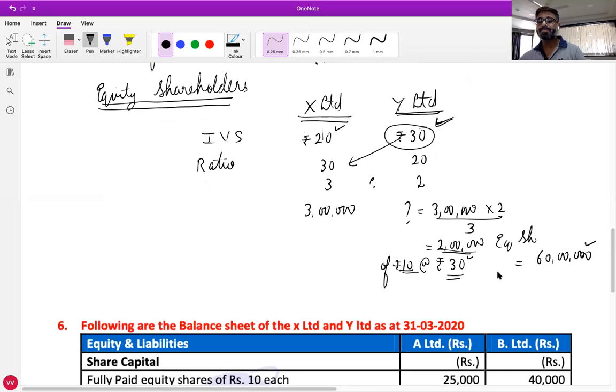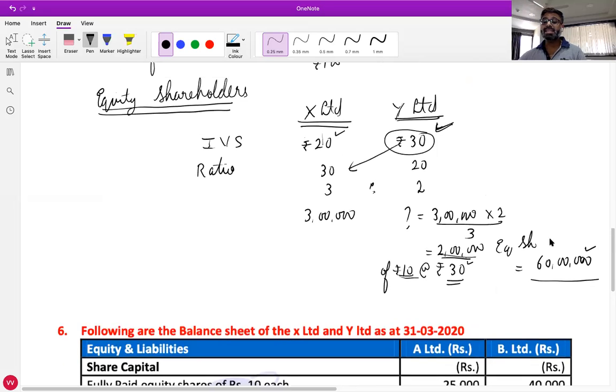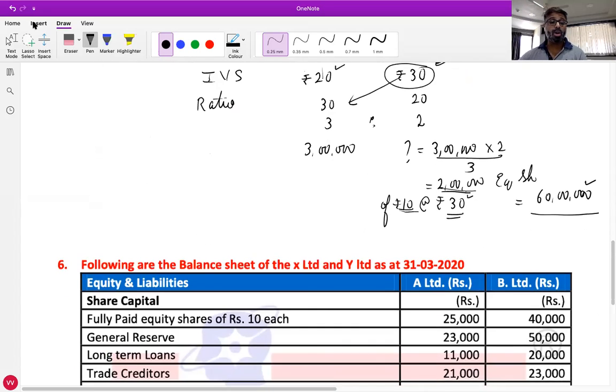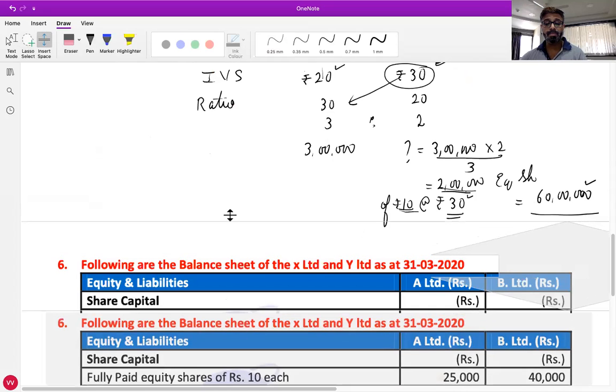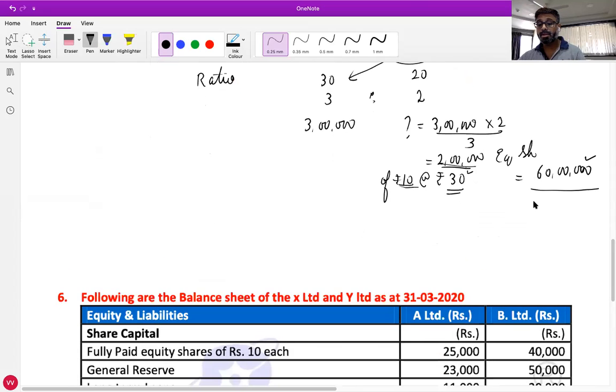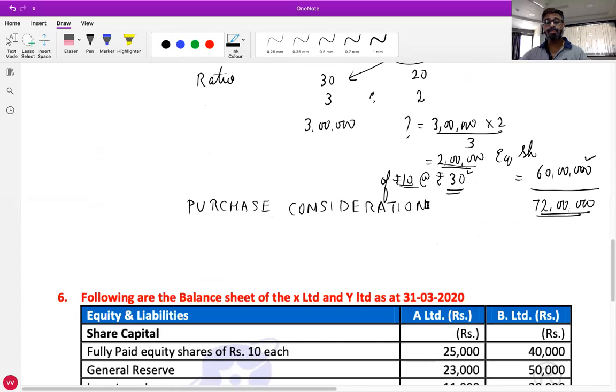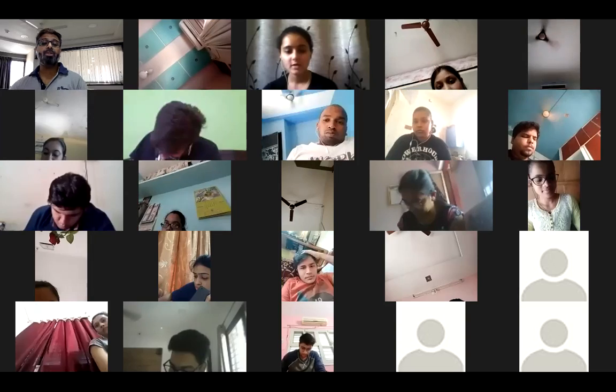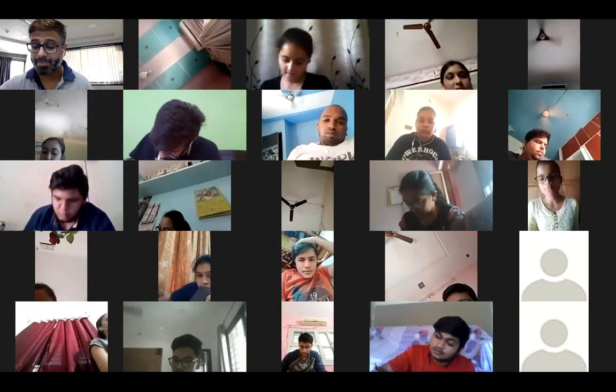Did you understand this? Now 60 lakhs plus 12 lakhs. What will be the total purchase consideration? 72 lakhs. 72 lakhs is the purchase consideration. Did everyone understand this intrinsic value method? Any doubts in it? No. Okay, all are clear with this? Raise your hand if you did not understand this concept.